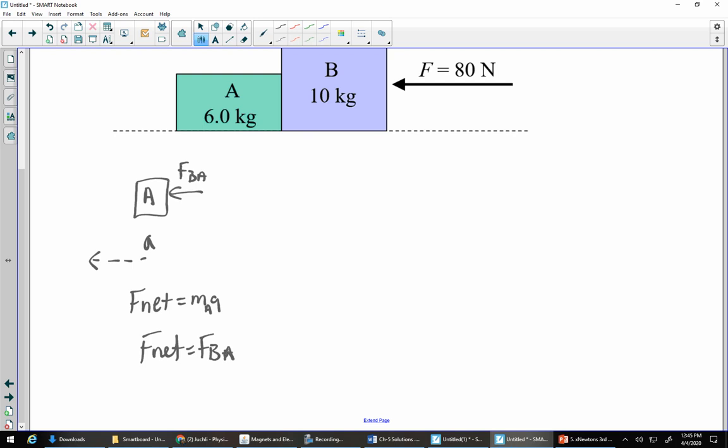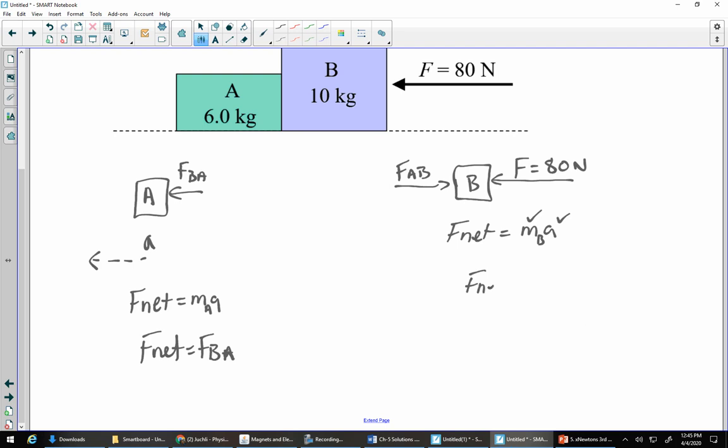Awesome, that's not so bad. If we're looking at B, it's a little bit more challenging, but it's still not the end of the world. If I'm looking at B, I've got that force F, which is 80 newtons, and I've got the force of A on B, so A pushing back on B. My net force is mass times acceleration. We solved for acceleration before, and we're just using the mass of block B, so I can figure out my net force. That net force is equal to that force F plus my force of A on B, so you can go ahead and solve for that force of A on B.